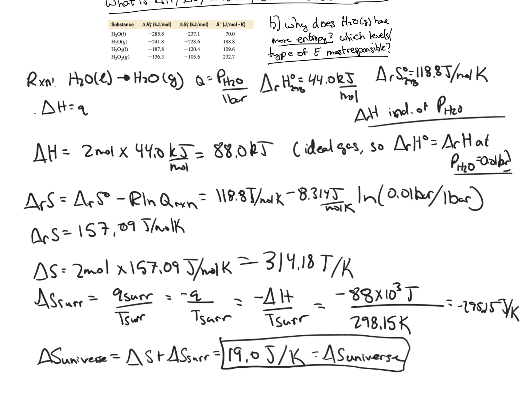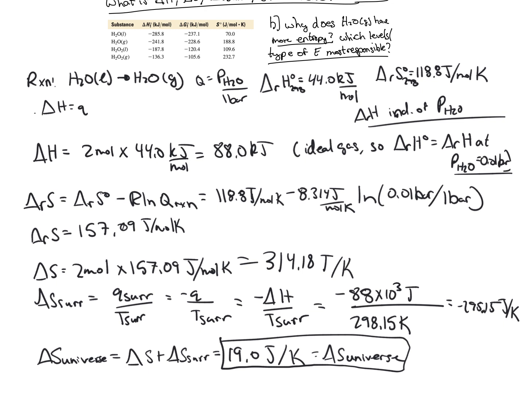And we find that the overall delta S of the universe, adding them up, is 19 joules per Kelvin. That means this is an irreversible process, and it is a process that actually can occur. The water can evaporate and end up with 2 moles of water vapor at that 0.01 bars of pressure.